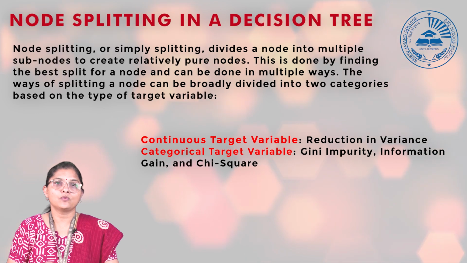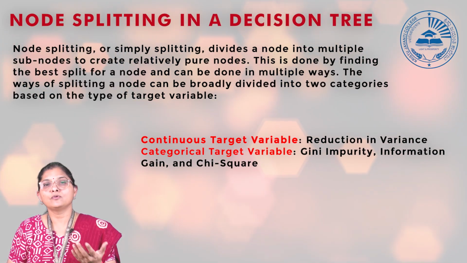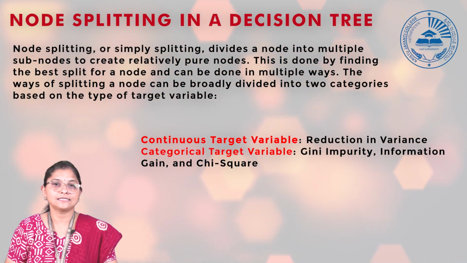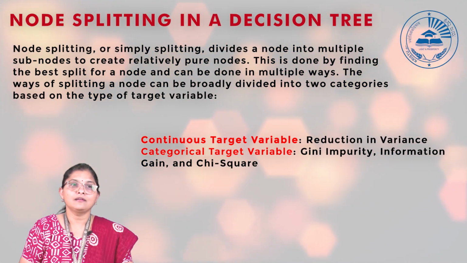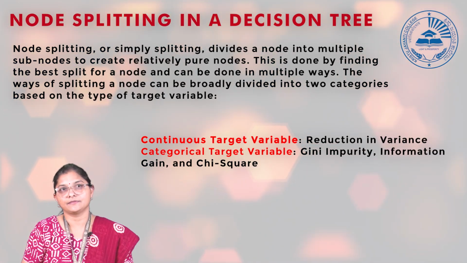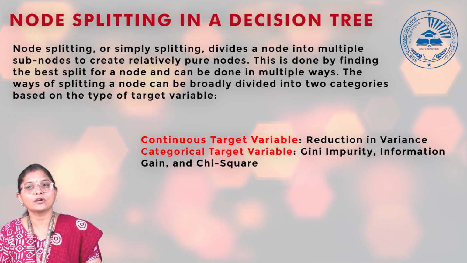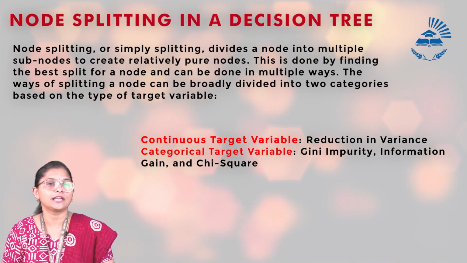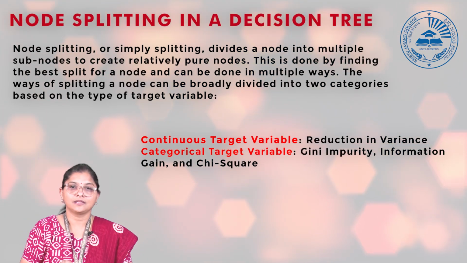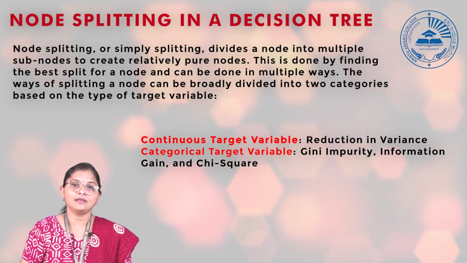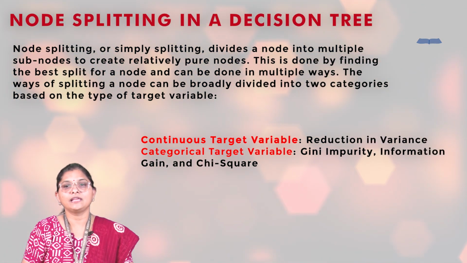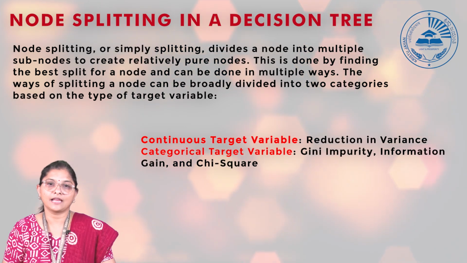Node splitting is nothing but dividing a node into multiple subnodes to create relatively pure nodes. So what are pure nodes? We can say a node in a decision tree is 100% pure when all of its data belongs to a single class. This is done by finding the best split for a node and can be done in multiple ways. The way of splitting a node can be broadly divided into two categories based on the type of target variable. If the target variable is continuous, then the reduction in variance method can be applied, or if the target variable is a categorical variable, then Gini impurity, information gain or chi-square method can be applied.